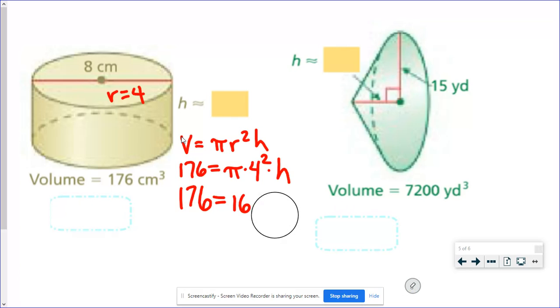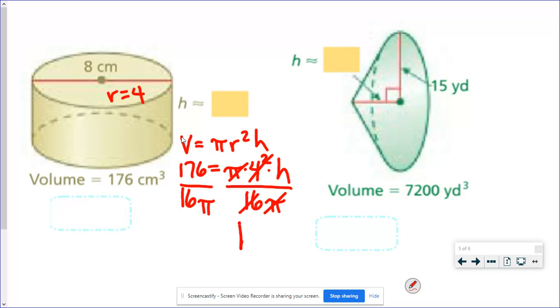To be perfectly honest, if I was solving this problem on my own, I would know that 4 squared is 16. I would just say, I'm going to divide by 16 and divide by pi, because the 16 takes out the 4 squared. Gone. The pi takes out that pi, so there's my height. That's what I'm looking for. So 176 divided by 16 equals, and then divide by pi equals. This one is about 3.5 when we round. Not as nice as the answers that you'll see on the worksheet today, but this would be 3.5 centimeters.